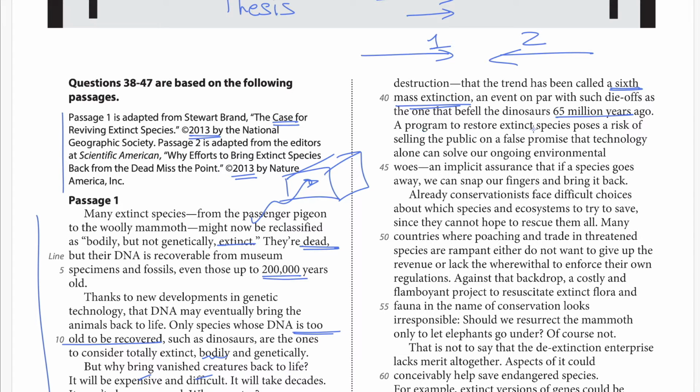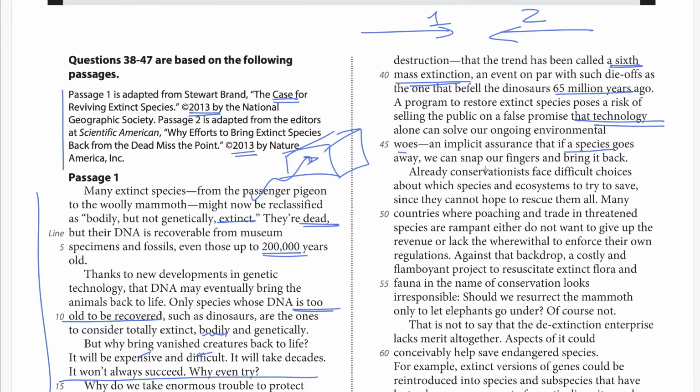A program to restore extinct species poses a risk of selling the public on a false promise that technology alone can solve our ongoing environmental woes. It's something like saying, hey, you can eat as much as you want, gain as much weight, have all kinds of heart trouble, but there's this technology that can save you. So it's kind of a band-aid, is what this person is saying, right? An implicit assurance that even if a species goes away, we can snap our fingers and bring it back, right? Almost like a new technology.